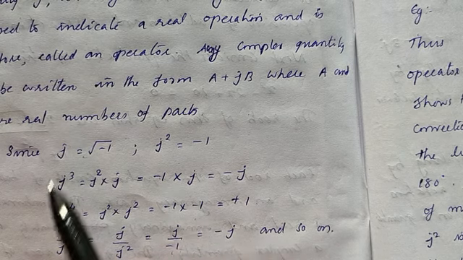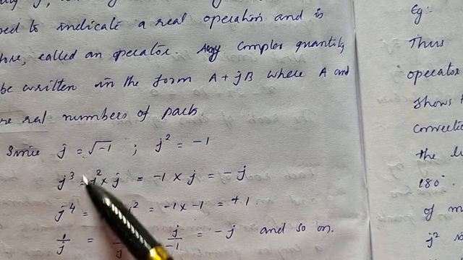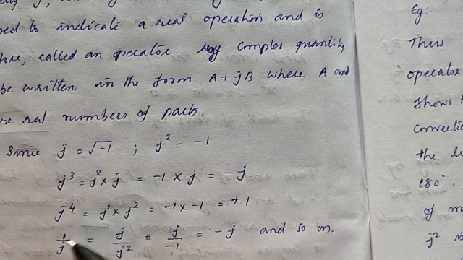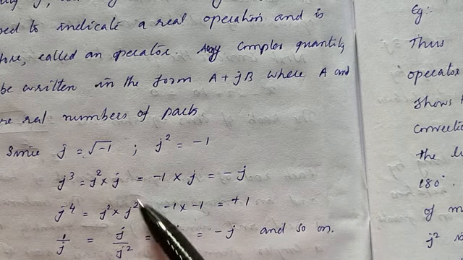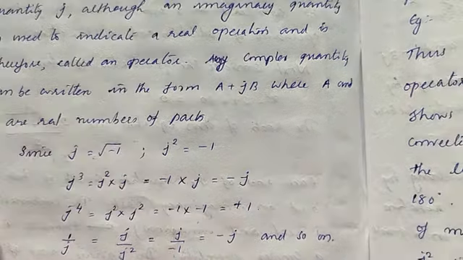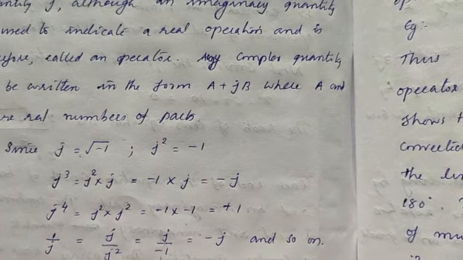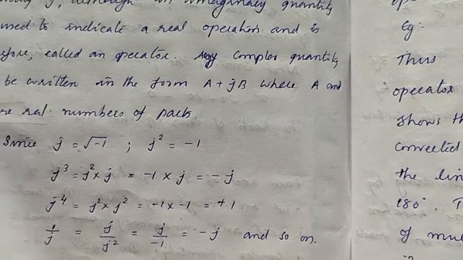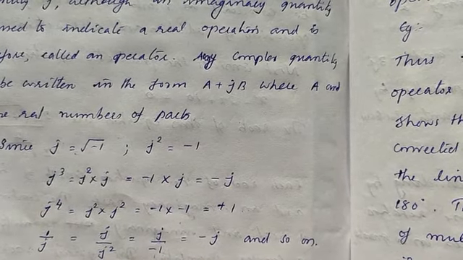And so on. So any power or any form of j can be converted into forms like this by operating it with j square. The quantity we already know is j square, which is minus 1. So this is about the operator j in brief.